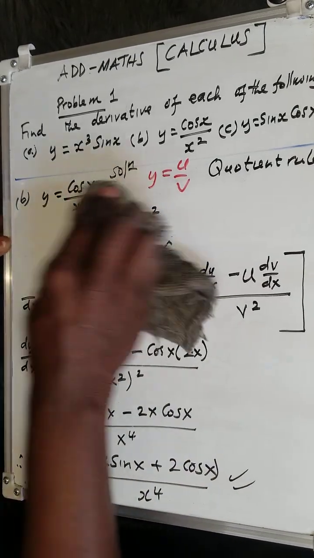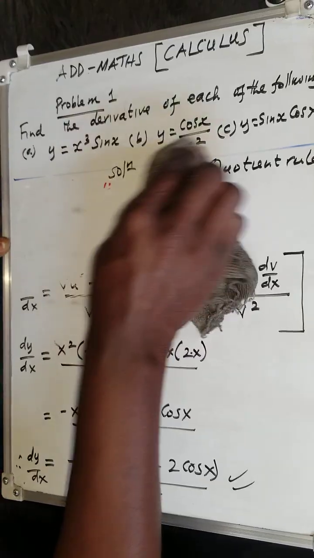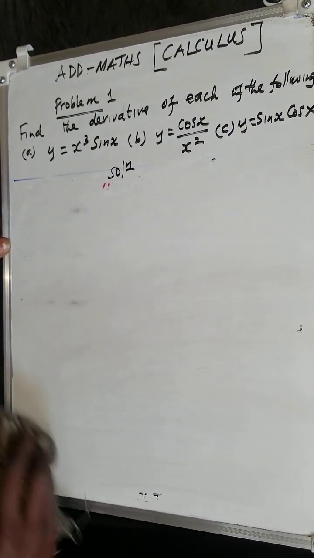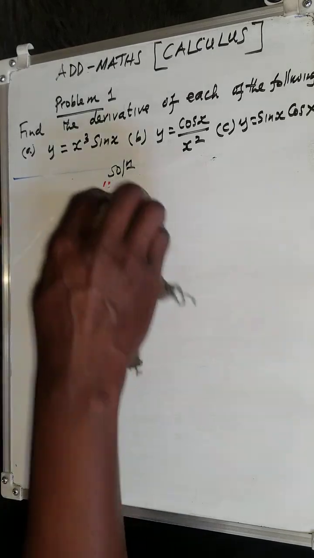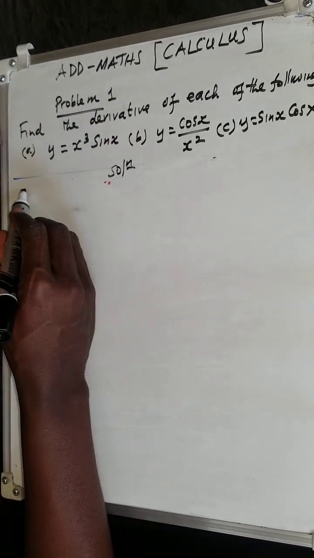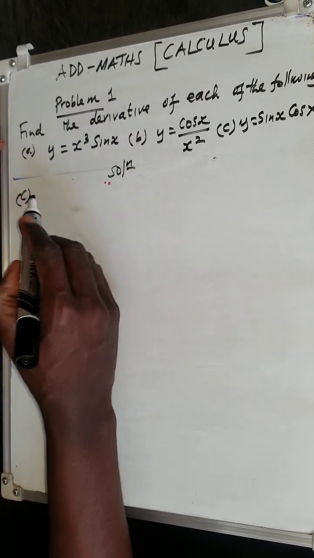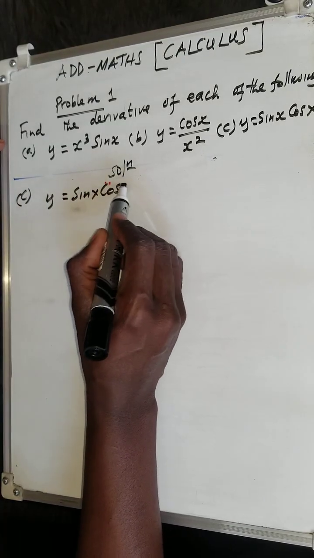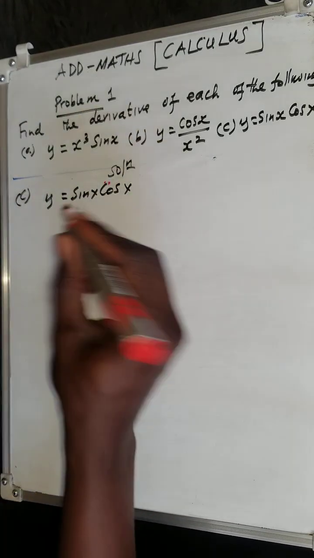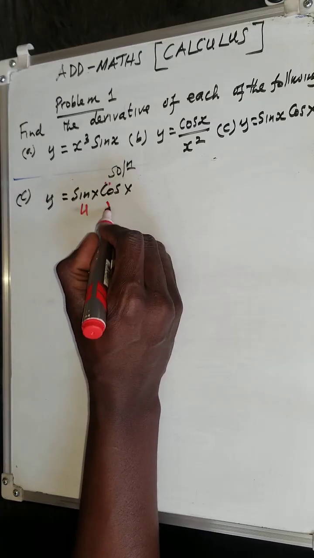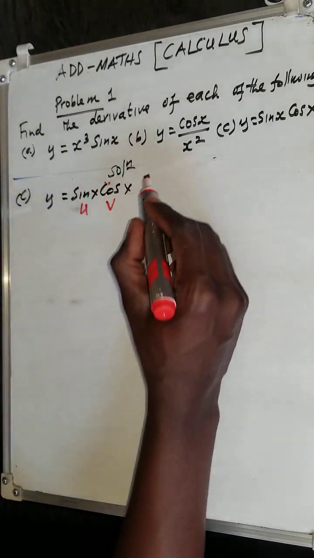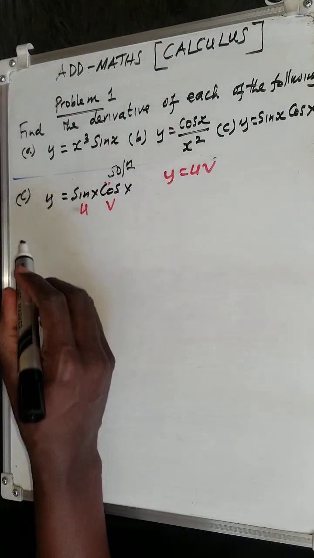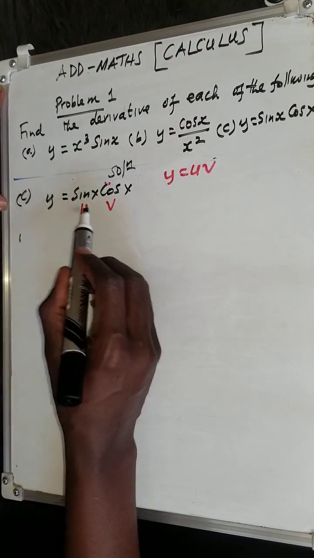Are we going to use the product rule, or the quotient rule? If you look at the C part there, you're right, it appears as if it is a product. It is sine x, and that is cos x. It's like I've got my u and my v there, and y is equal to uv, you're multiplying them. So you can use the product rule.